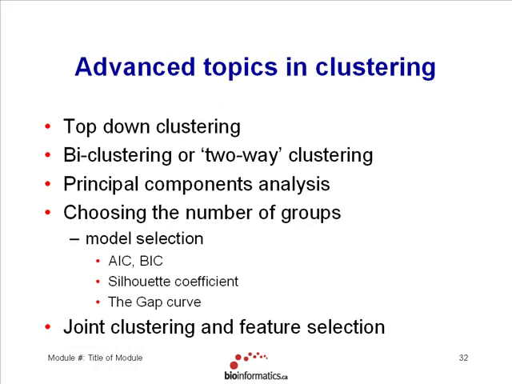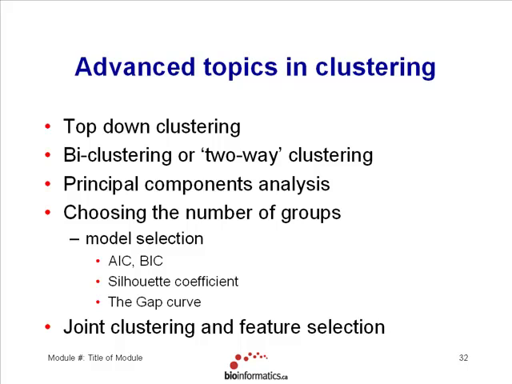Okay, so clustering certainly doesn't end there, and I've just given you a very brief overview of clustering. Among the more advanced topics in clustering, instead of the bottom-up clustering that I showed in hierarchical clustering, there are methods for top-down clustering. One can do bi-clustering or two-way clustering, so cluster on the genes and samples simultaneously. What we're doing is clustering genes and samples sequentially, but one can do it at the same time.